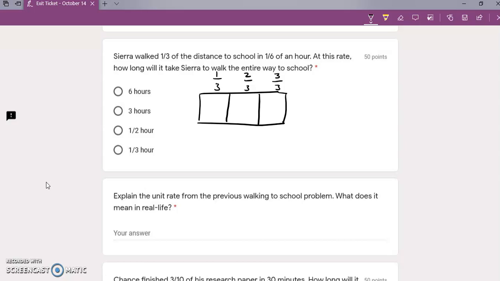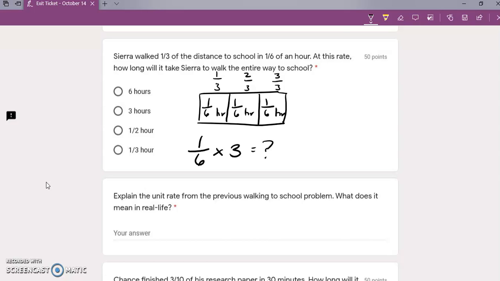And then we have, it takes her 1/6 of an hour to walk that distance. So 1/6, 1/6, and 1/6. So that's the amount of time, and this is the amount of the distance up here. So it says, how long will it take Sierra to walk the entire way to school? So if she takes 1/6 for one part, then if I multiply it by 3, what am I going to get?